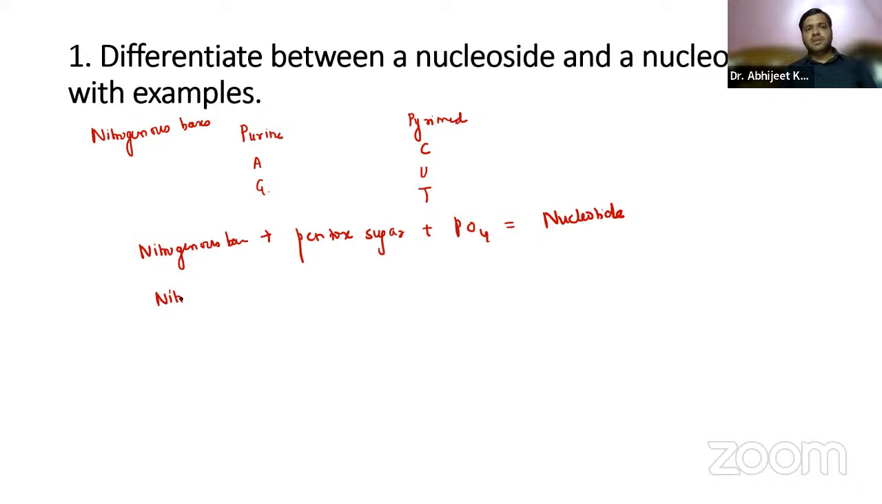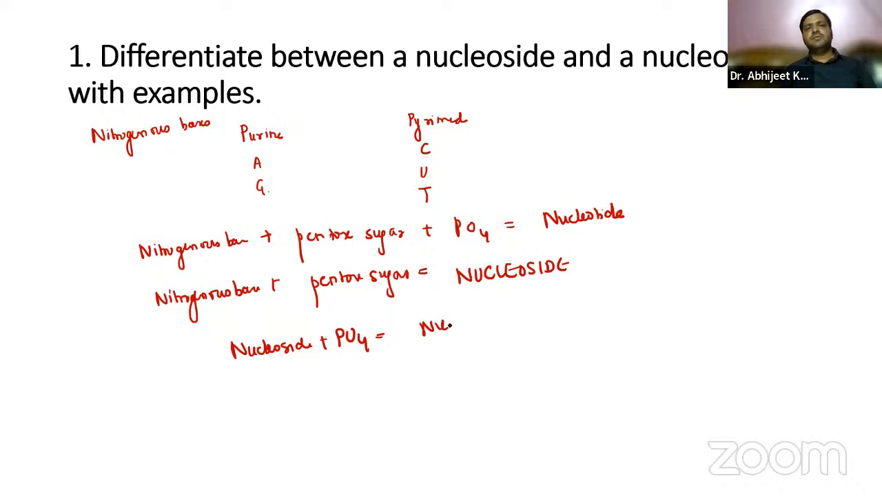But nitrogenous base plus pentose sugar is called a nucleoside. Right? So in turn, I can simply say that nucleoside plus phosphate is called a nucleotide.